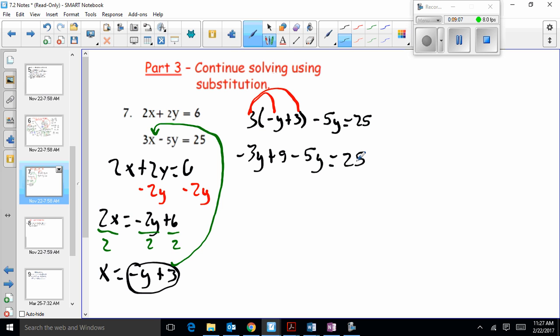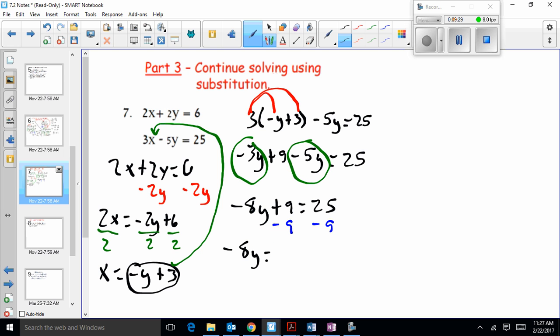So negative 3y and a negative 5y, I can combine those because they're like terms. I'm left with negative 8y plus 9 equals 25. Now I'm going to subtract 9 from both sides, and I'll have negative 8y equals 16. I want to get y by itself, so I'm going to divide by a negative 8 on both sides, and y equals, after this cancels out, y equals negative 2.